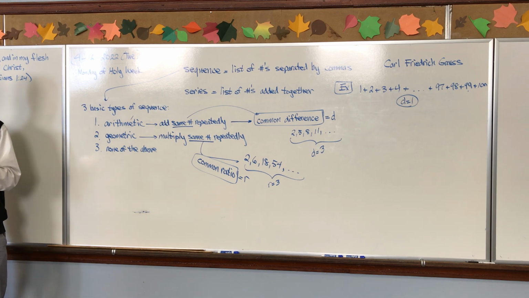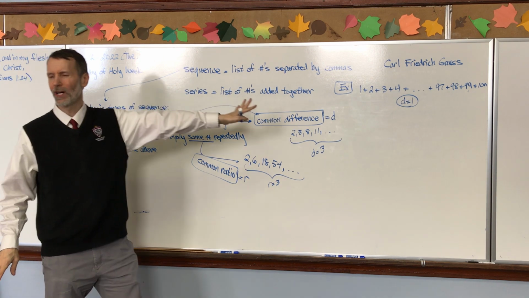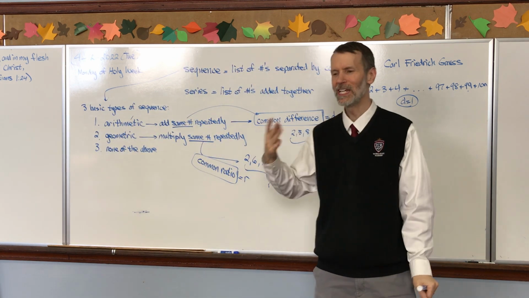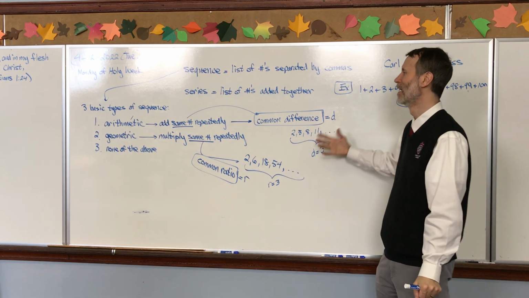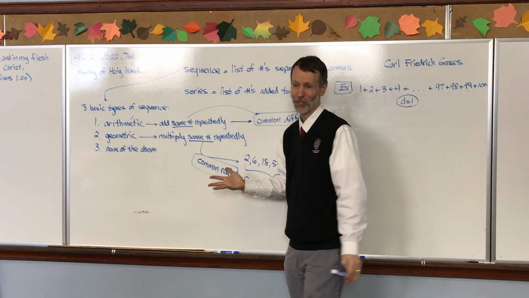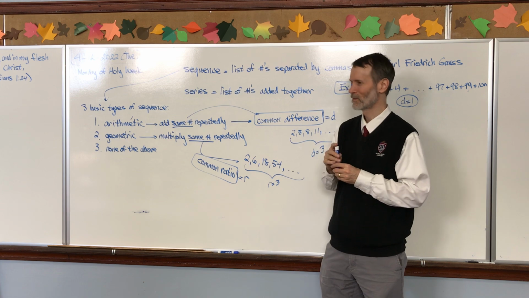If I had put R equals 1, that would mean you're multiplying by 1 repeatedly. D equals 1 means you're adding repeatedly. R equals 1 means you're multiplying by 1, which would be really boring. But you could theoretically do that. Does that make sense?